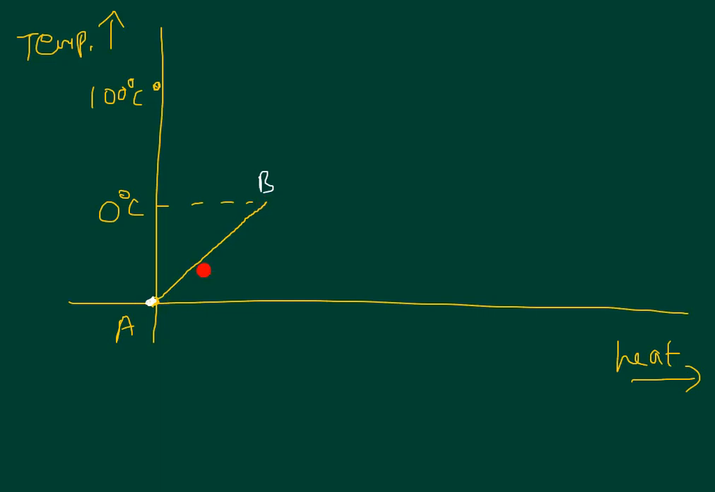From there to get to 0, we have to provide some heat. Without heat, it can't rise from A to B. After that, its temperature rises to the point B. Now, from B to C, observe carefully here, B to C, you are giving the heat, but the temperature is not changing.